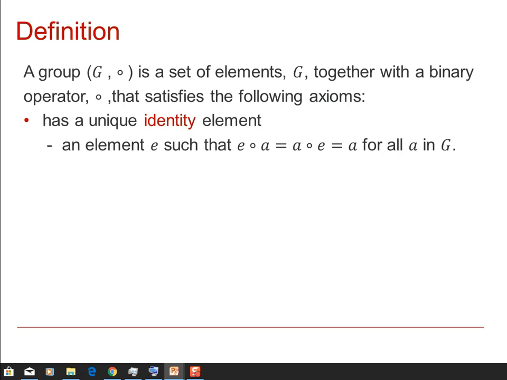There has to be a unique identity element. Now, an identity element is one where if we combine it with any element, then it doesn't affect that element. So we can write that in a statement as E combined with A is equal to A combined with E equals A. And that's true for every single element of the group G.